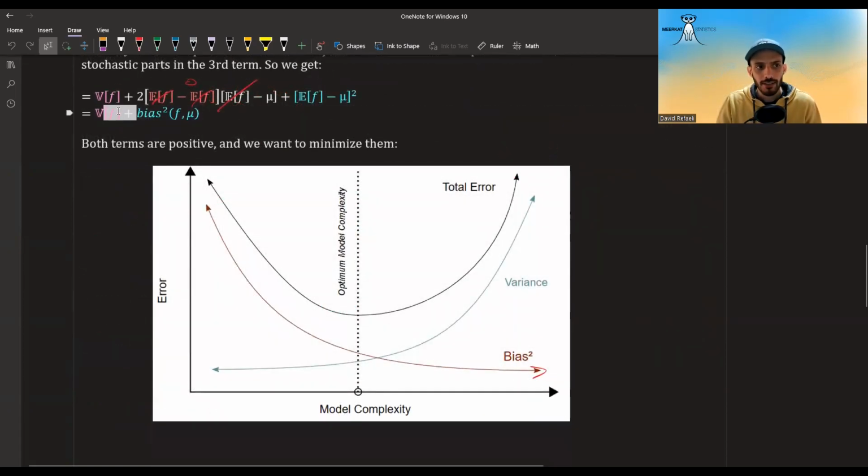Notice that both terms are positive. The variance is always positive. And here we square the bias, so it's also positive. And we want to minimize both. And the way it's usually depicted, if we are graphing the errors as a function of the model complexity, then usually if we increase the complexity, the error goes down for the bias, but the variance goes up. So we have to find this sweet spot where the model is complex enough to have a low bias, but not overly complex to have a high variance. And then we are finding the optimal model that minimizes our generalization error.